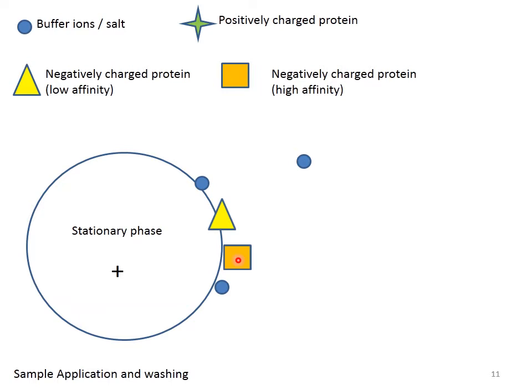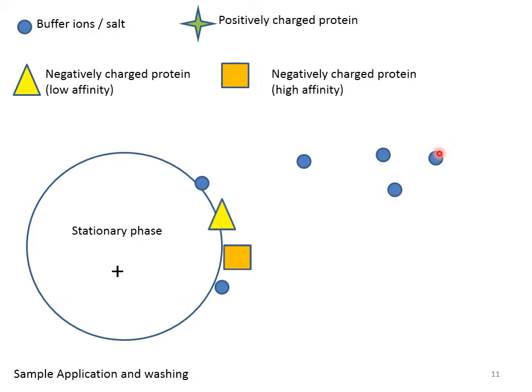Now we add the buffer and then we wash the stationary phase. So those proteins which are unable to bind to the column will be removed during the washing step. Those proteins which are bound to the column are going to stay there. After washing, we are going to elute the proteins from the column. In order to do so, we increase the salt concentration. Now we allow a buffer to pass through the column which contains a relatively high concentration of salt in it.